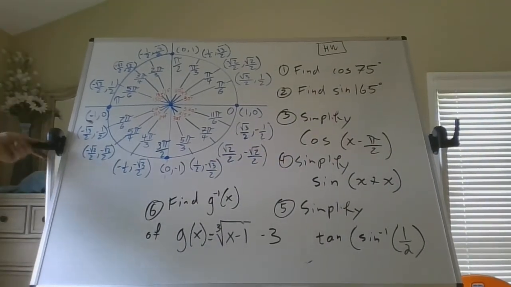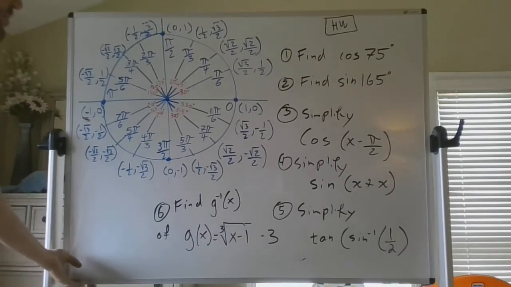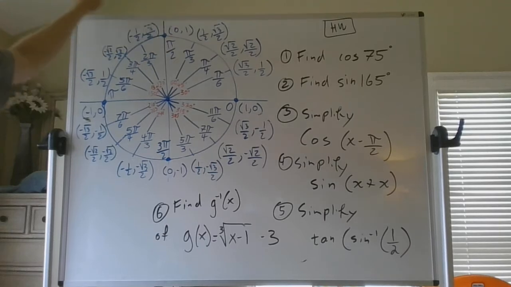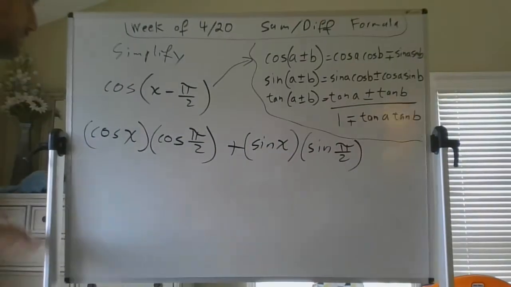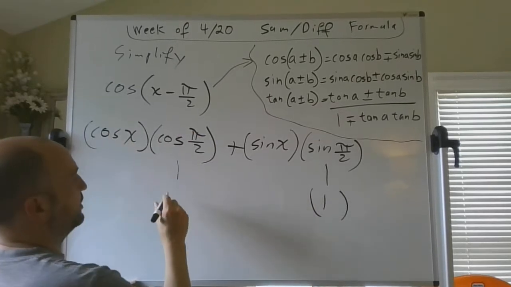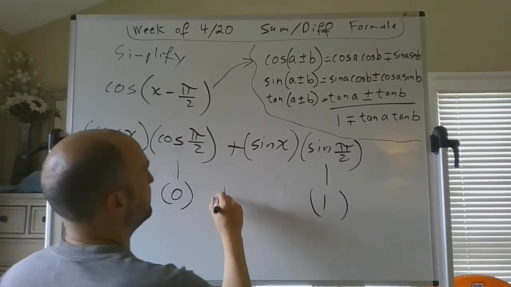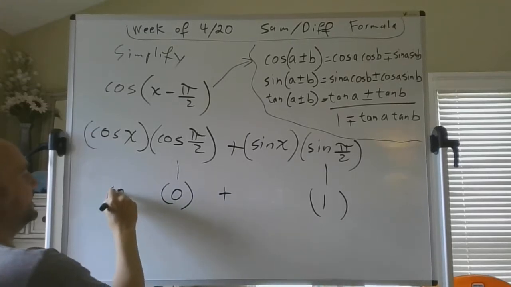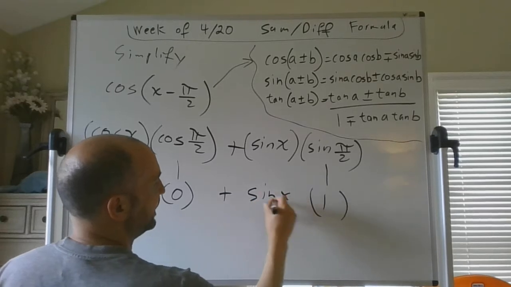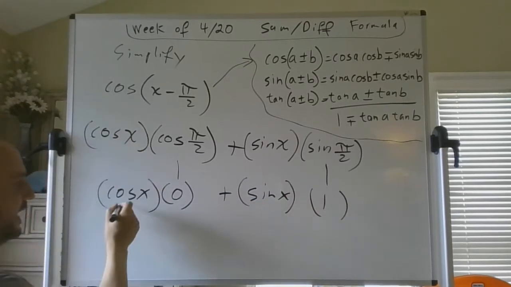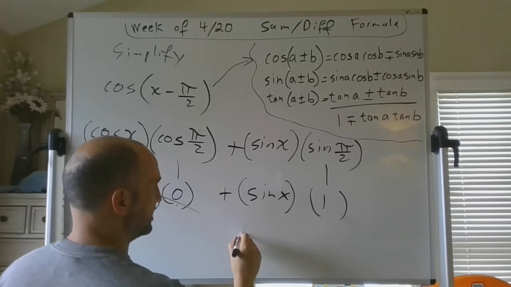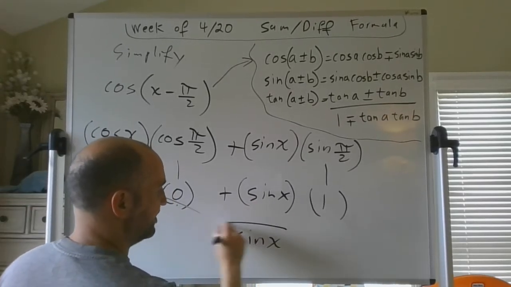So let's take a look at that. Pi over 2, where are we at? Pi over 2, sine is 1, cosine is 0. Sine of pi over 2 is 1. Cosine of pi over 2 is 0. Okay? So that's going to give me cosine of x times 0 plus sine of x times 1. Well, anything times 0 is 0. We're done there. So we're just left with 1 times sine of x, which just simplifies to sine of x.